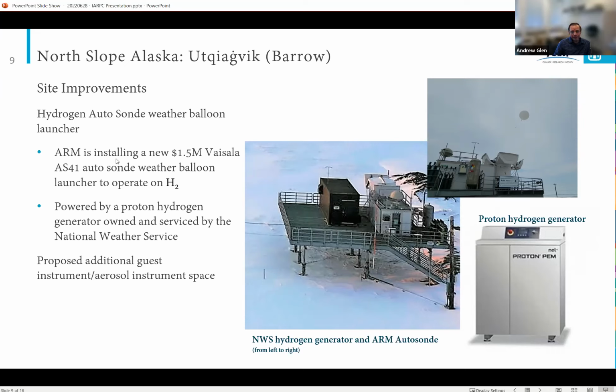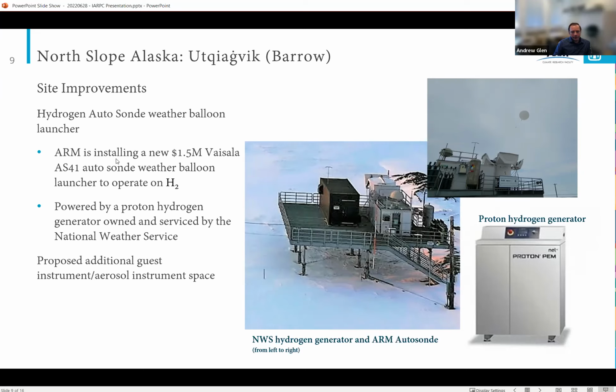We currently have an auto launcher there. It's had some problems in the past, so we're moving towards this new system. We will maintain the old launcher and turn that into a helium manual launch system. So if there are ever any failures with the hydrogen generation, or we need to do off-normal launches, we can do that with the helium lift.